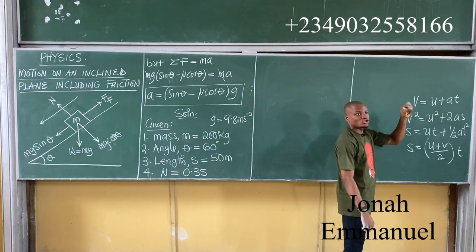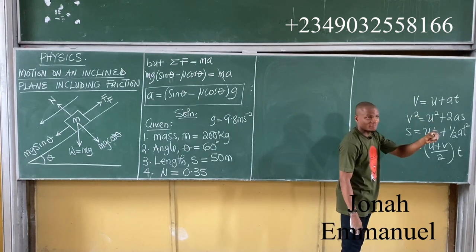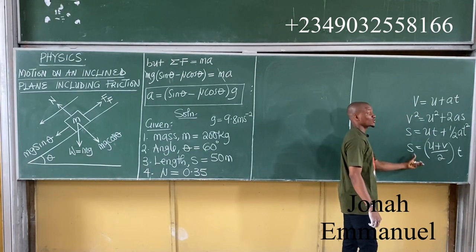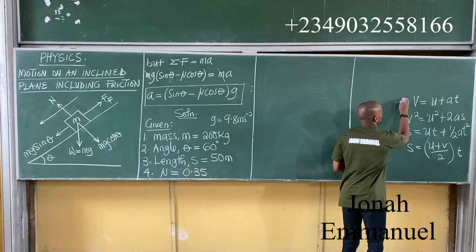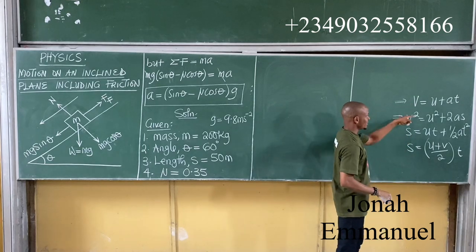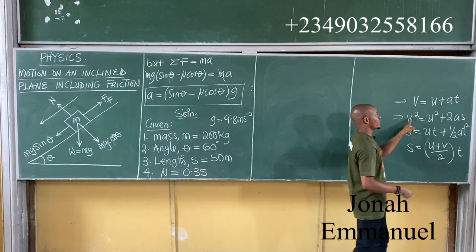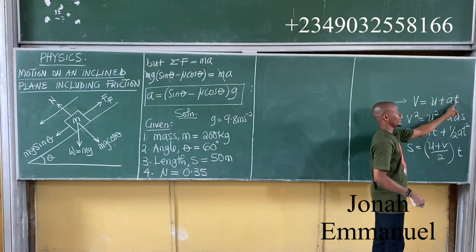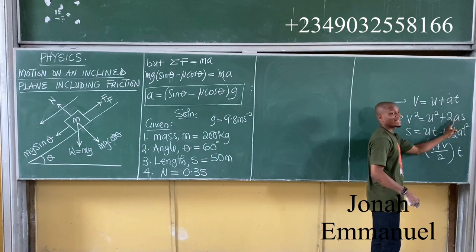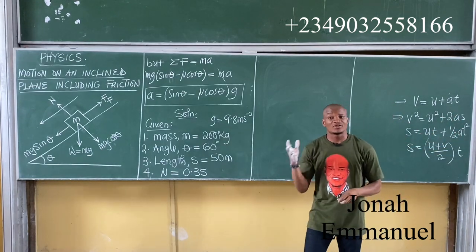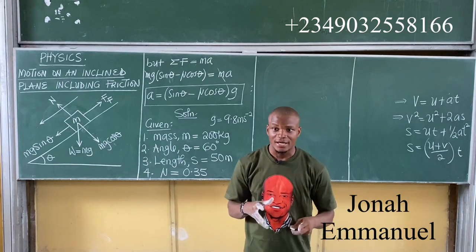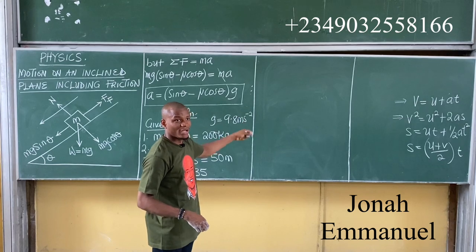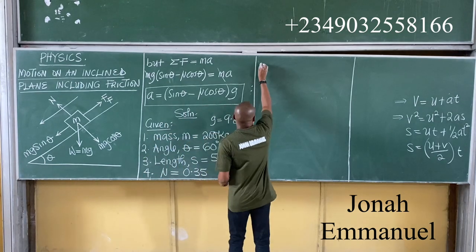If I look at my two possible expressions for velocity, this one and this one, excluding this one, they require a value of what? Acceleration. In this one here, there is acceleration. So we can't find velocity without acceleration. Hence, for this question, my first task is to do what? Look for acceleration. Alright.